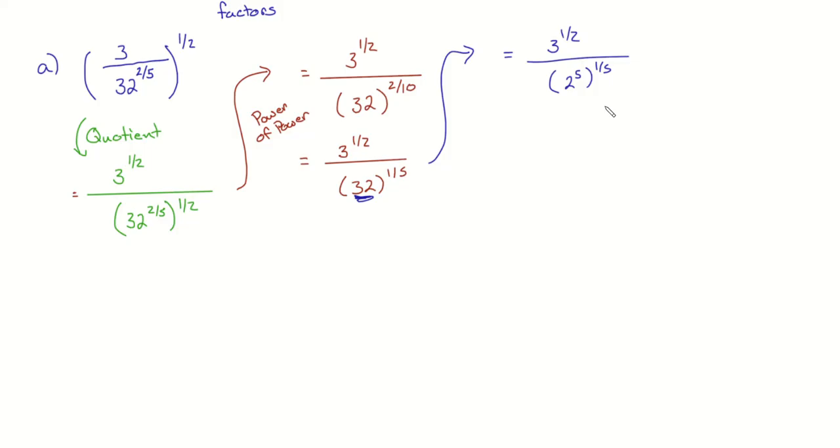Or is there another property that works out here? What is it? It's a power to a power. What do I get if I do 5 times 1/5? 1, which means if we use power to a power one more time, what's in the numerator? 3 to the 1/2 still over 2 to the what? 2 to the 1. I'm just going to write 2.